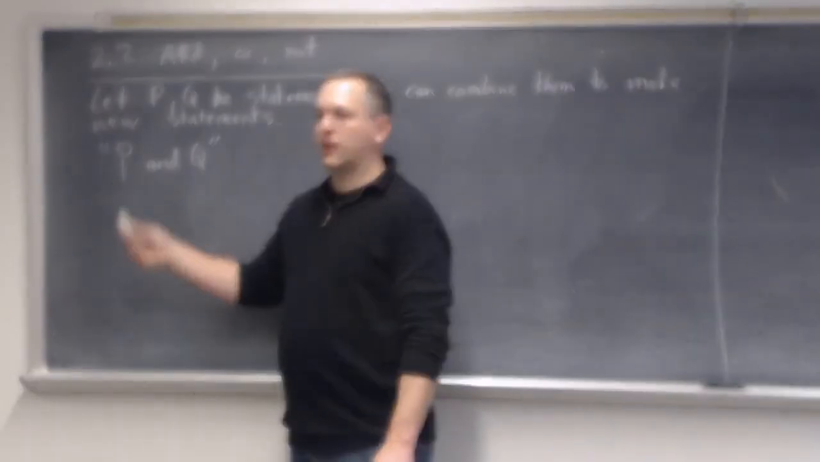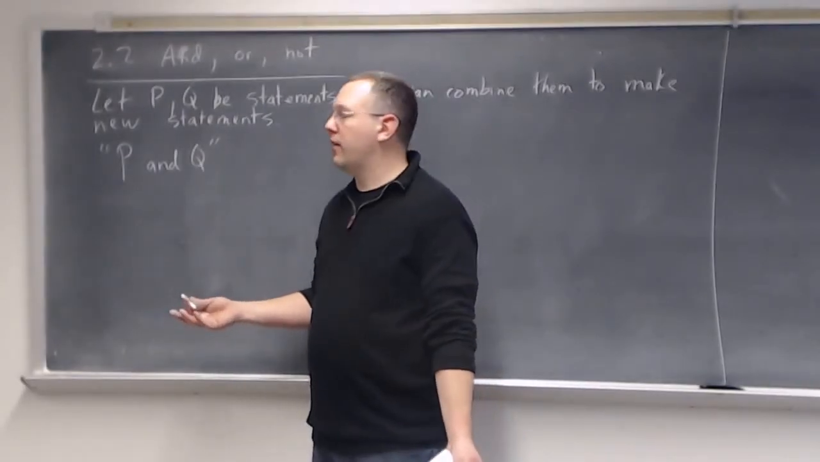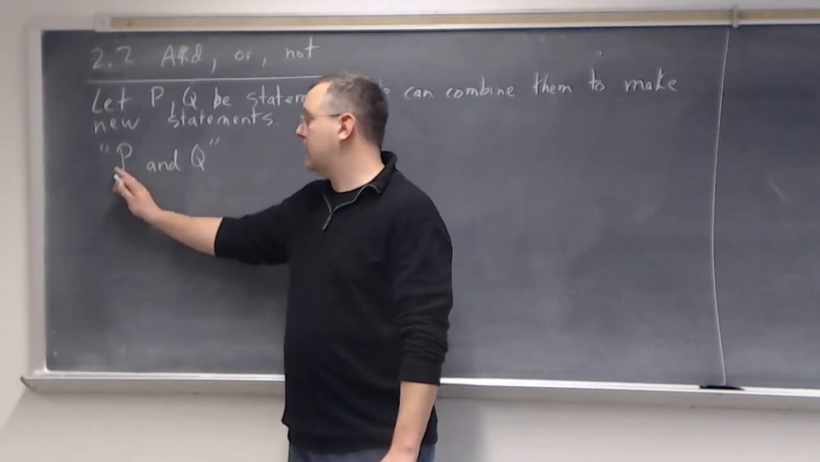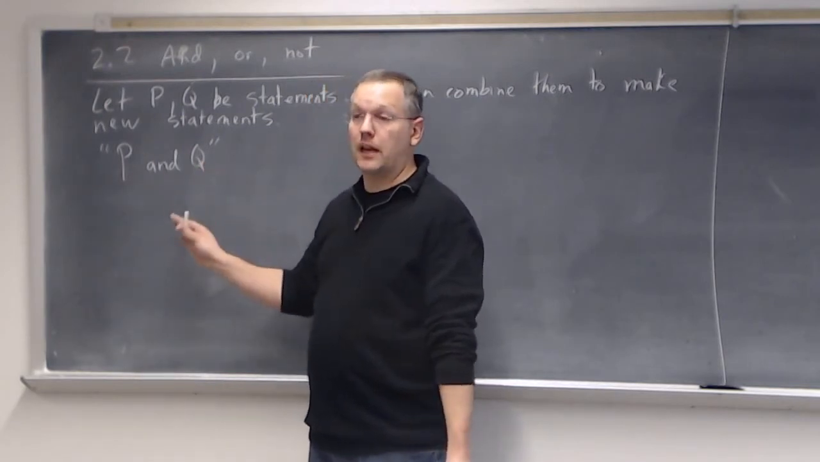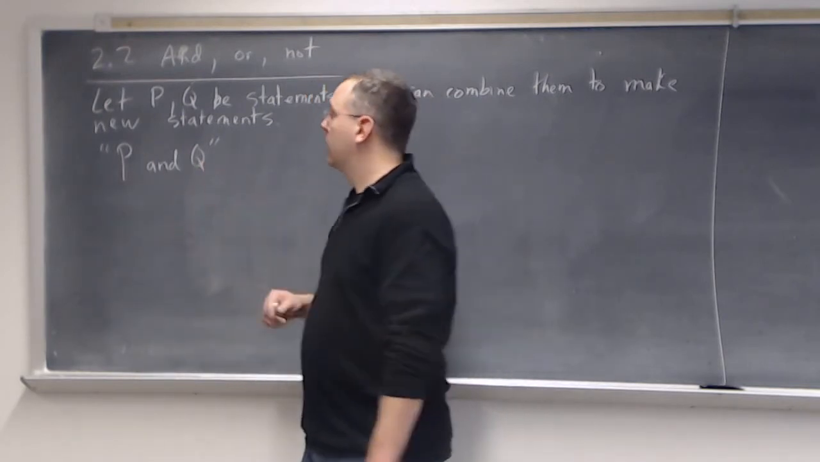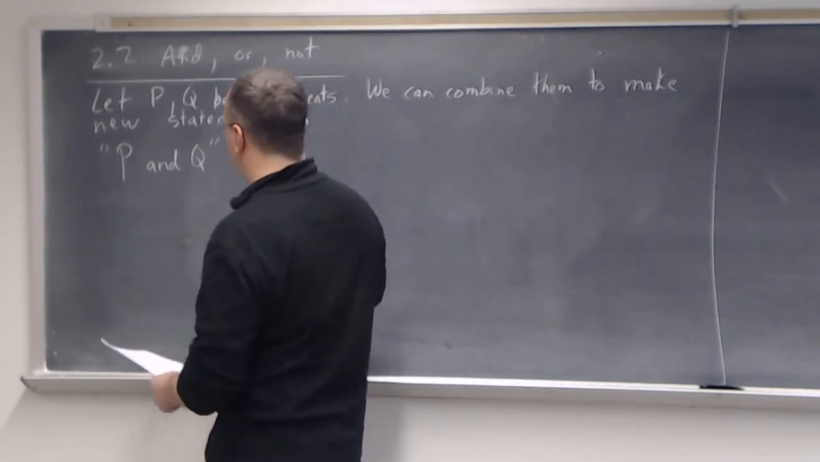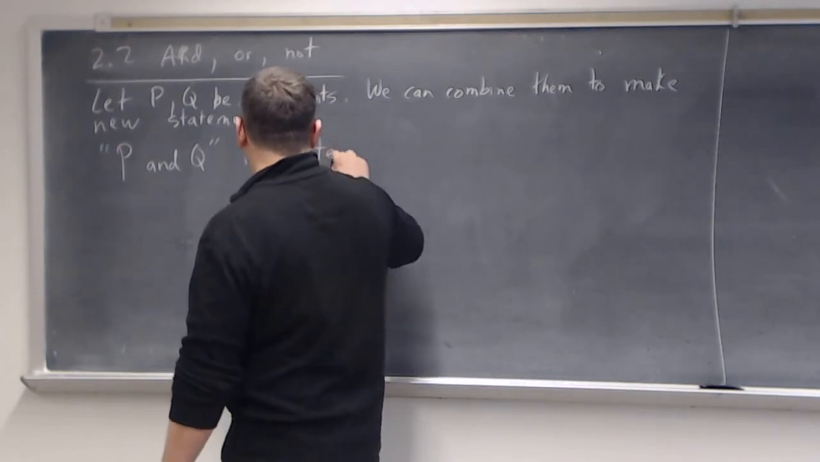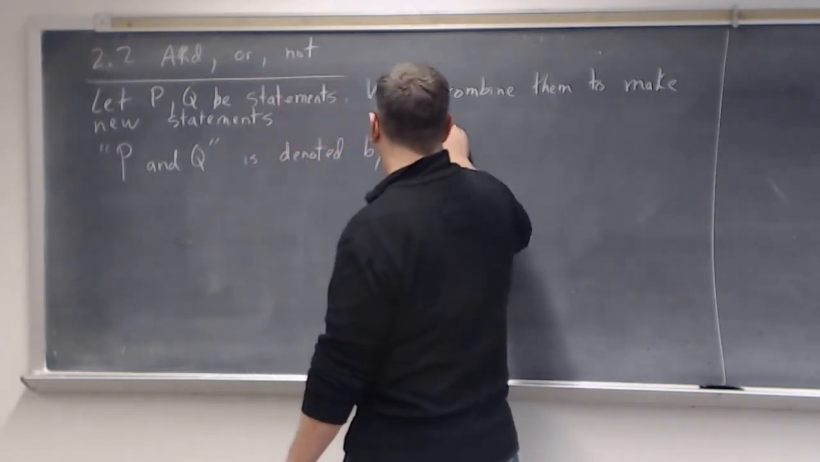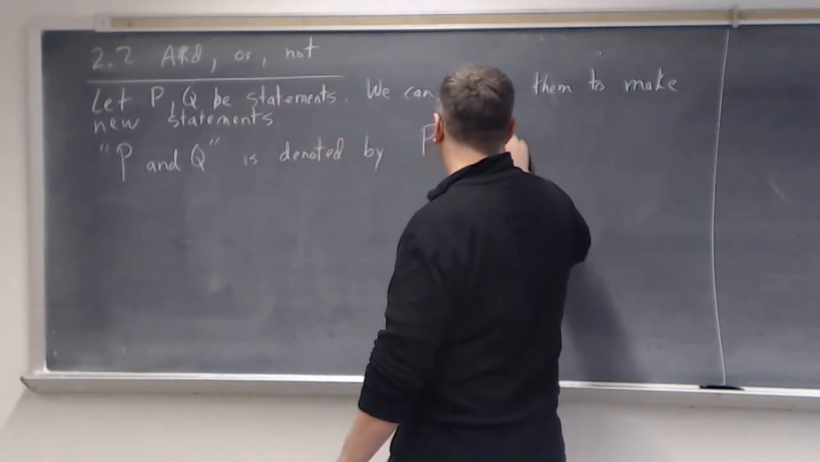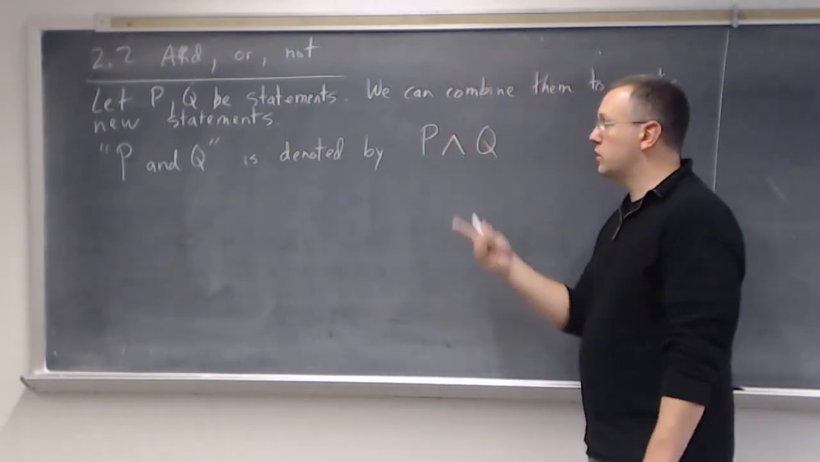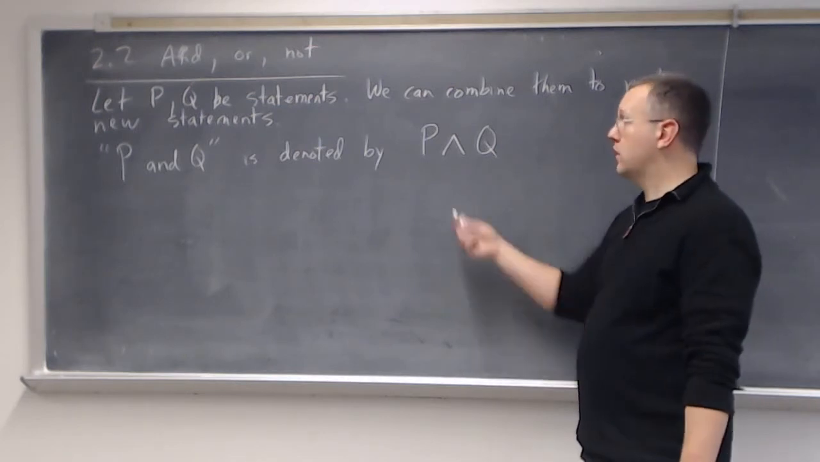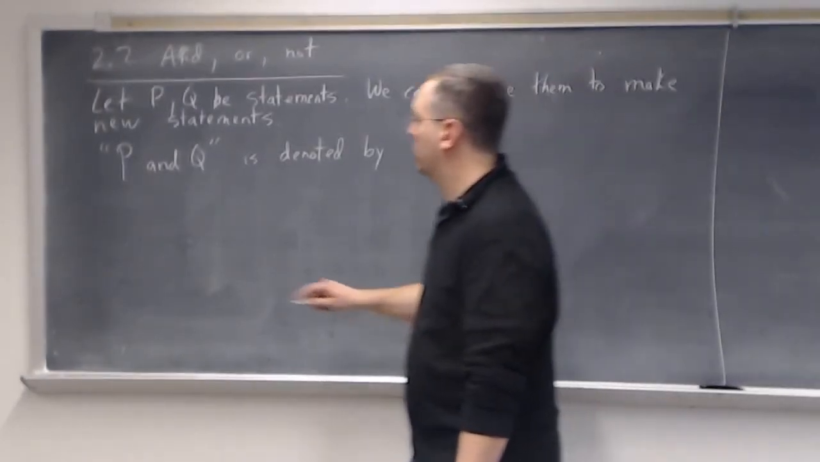If you think about it in everyday English, an and statement is true if P and Q both have to be true statements in order for this compound statement to be true. So P and Q in logic symbols is denoted by P and then this symbol. When you see this symbol, you just read it, P and Q.